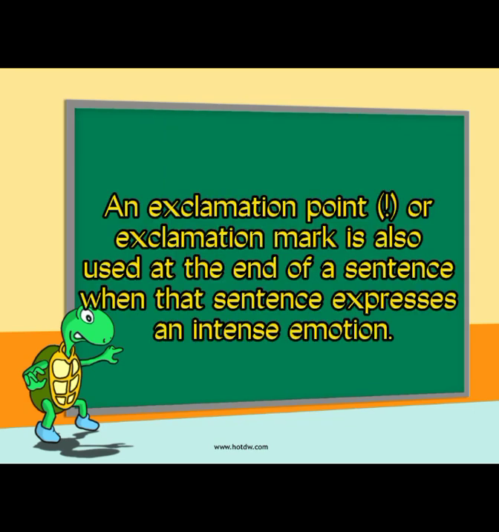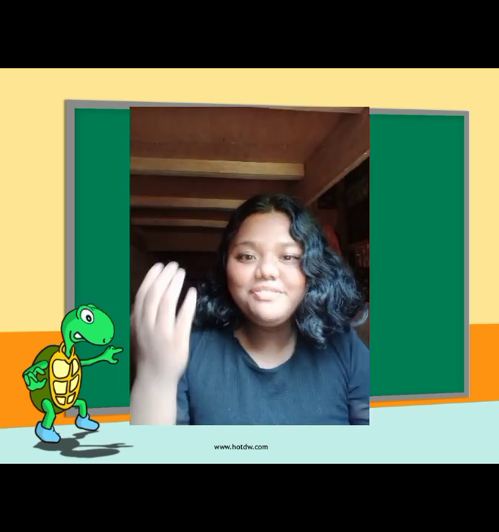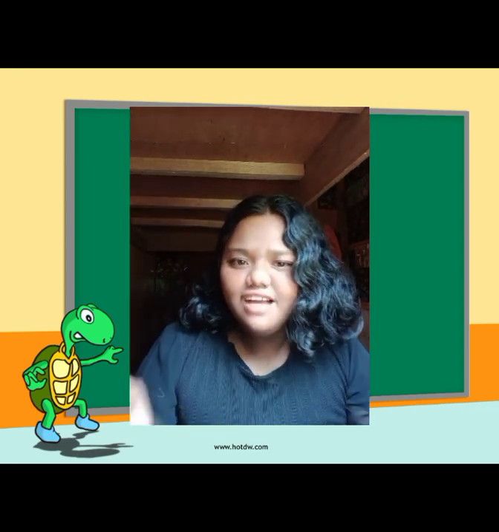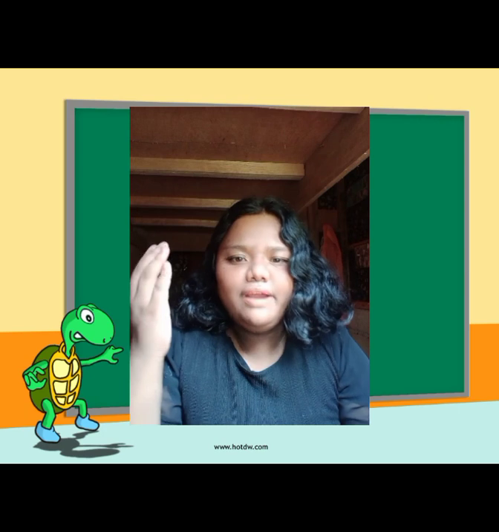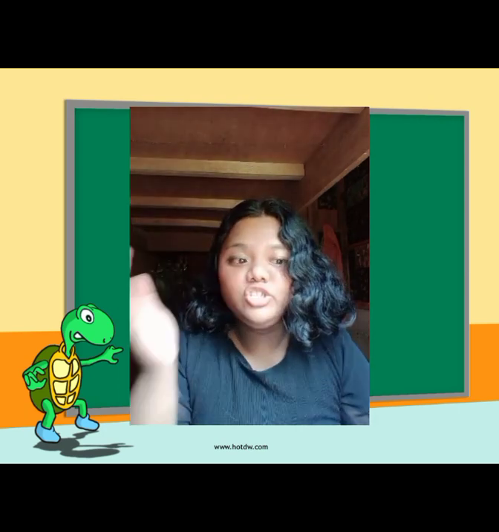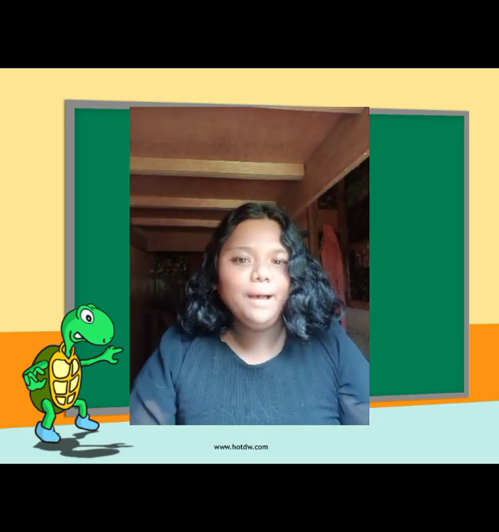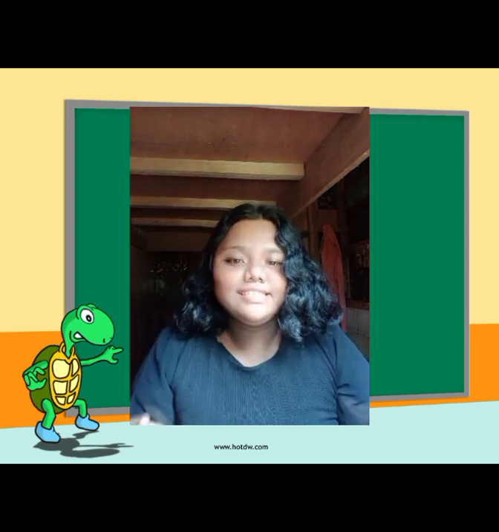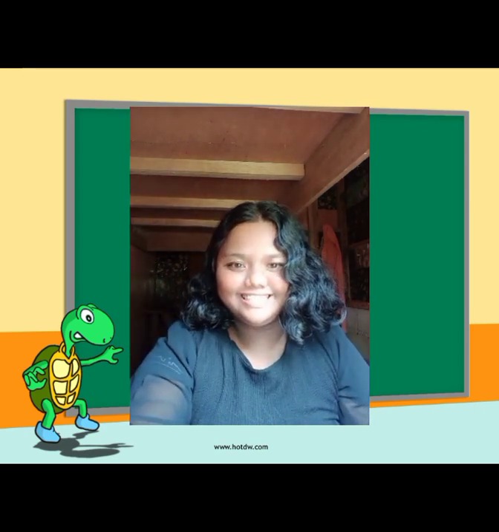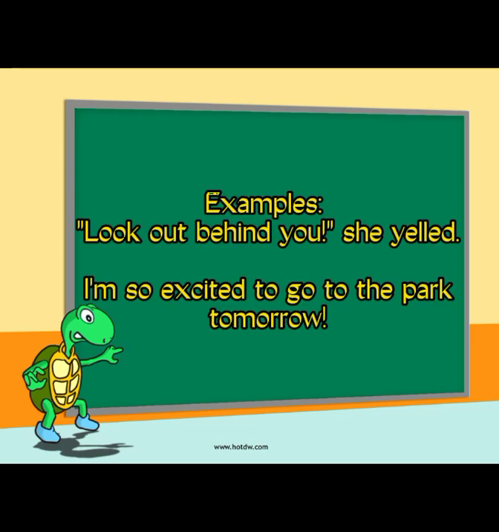An exclamation point or exclamation mark is also used at the end of a sentence when that sentence expresses an intense emotion. The expression can be a variety of things, from excitement, disgust, anger, joy, or anything else. Exclamation points are meant to add emphasis to a sentence. Here are examples: Look out behind you, she yelled! I'm so excited to go to the park tomorrow!